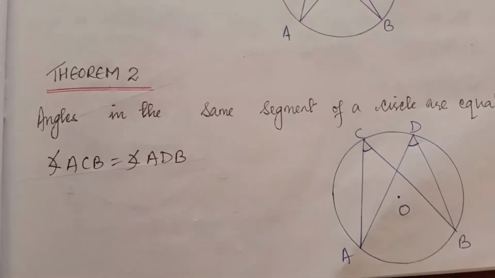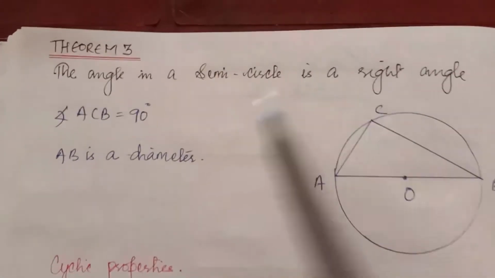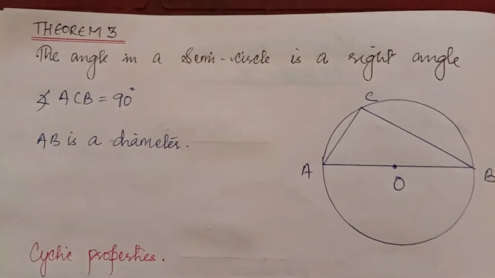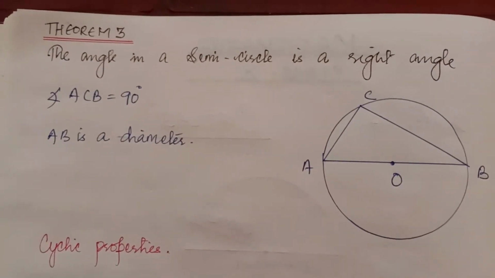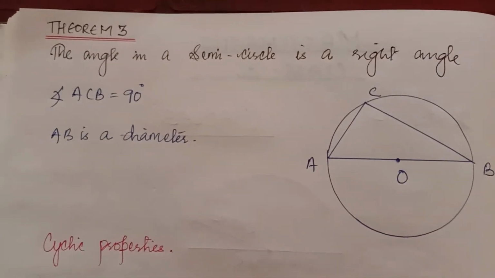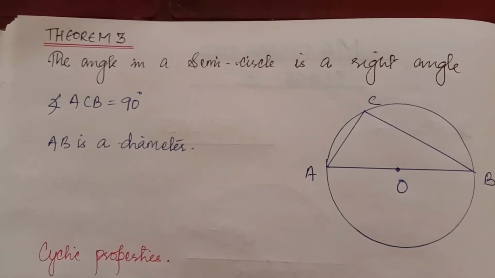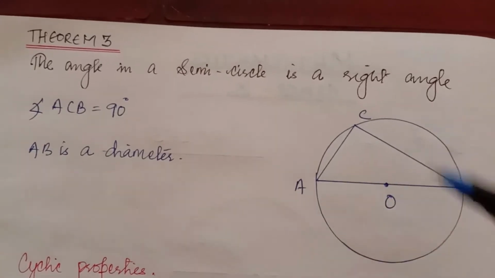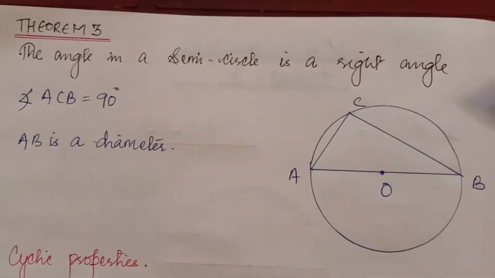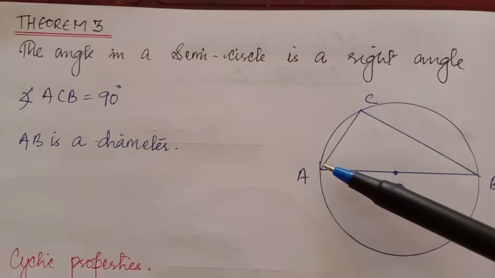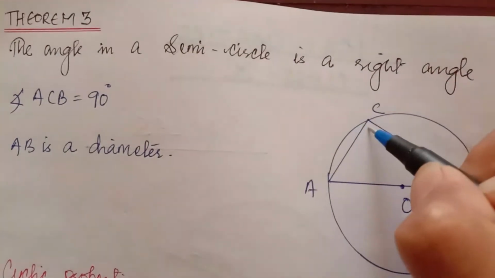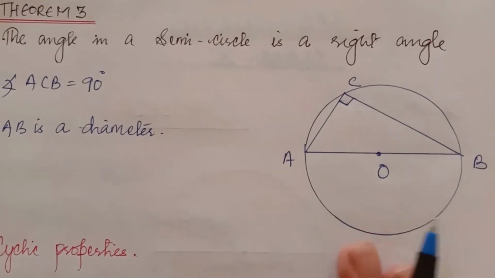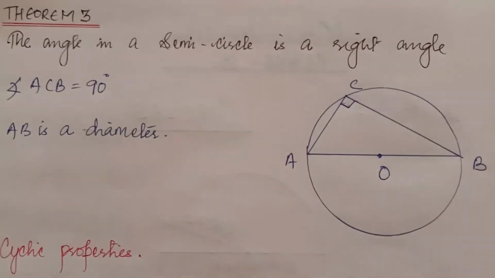This is the second theorem. Now theorem 3: the angle in a semicircle is a right angle. A semicircle is half of the circle, and a diameter always divides the circle into two parts, two semicircles. This is the diameter and we have a semicircle here and here. So the angle in a semicircle is always 90 degrees. If you make an angle here in this semicircle, then also the angle will be 90 degrees.